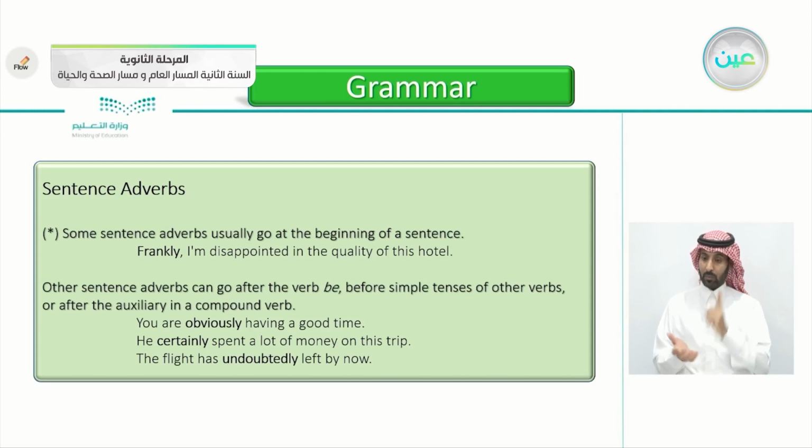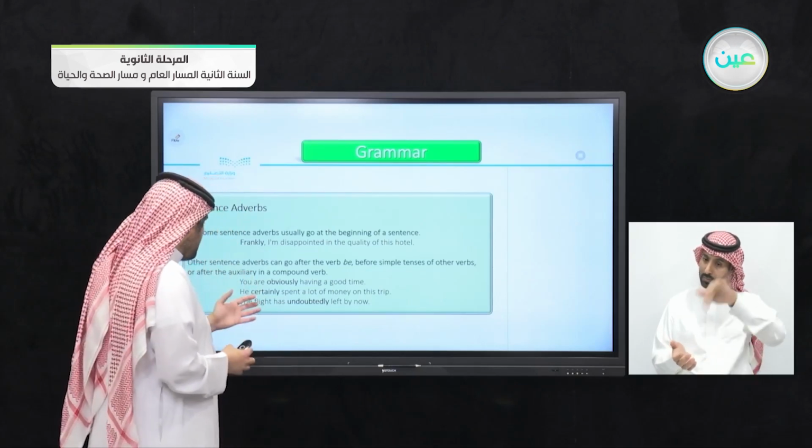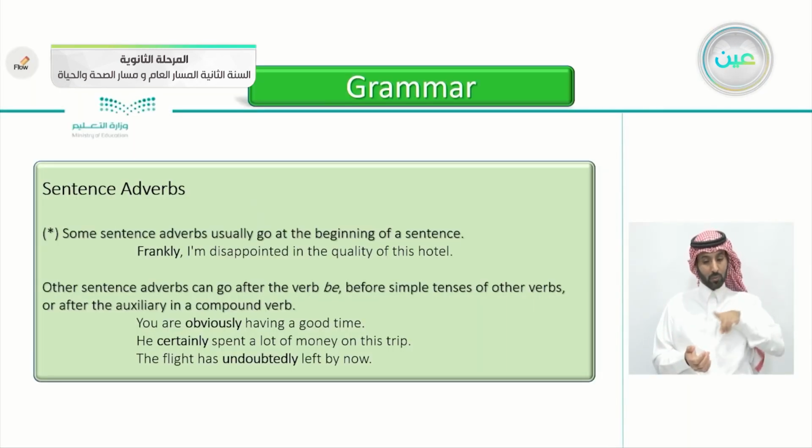Certainly, it means something that you are sure about, you are certain about. You say it like this. He certainly spent a lot of money on this trip. When you know someone is coming, you say, I know him. He is certainly coming. The flight has undoubtedly left by now.